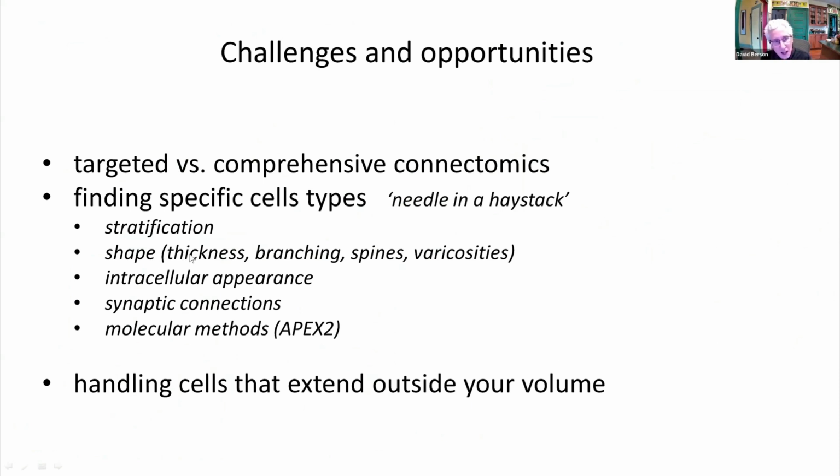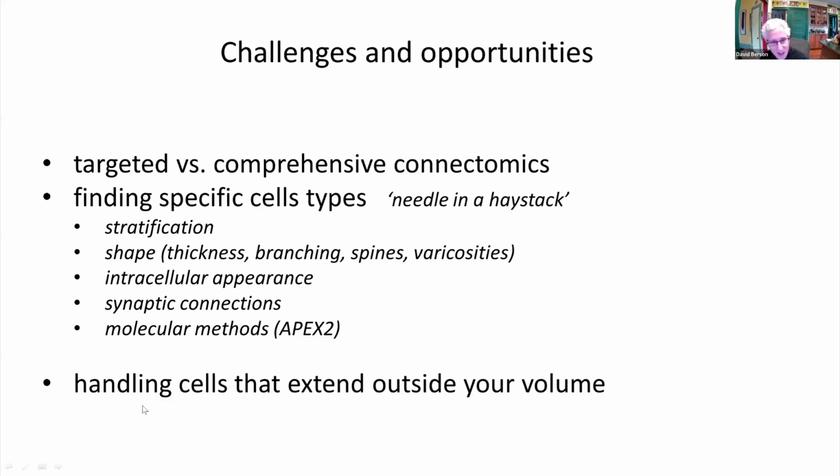The shape of the cell, how thick are the processes? How frequently do they branch? Do they have spines? Are they varicose? What about intracellular appearance, synaptic connections? And there are molecular methods that would be like a GFP for EM that you could use if you have a Cre line, for example, that would label your particular cell.